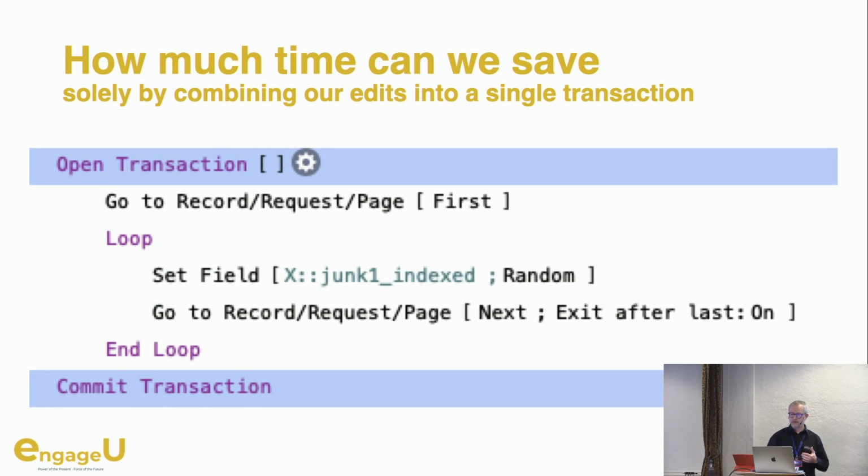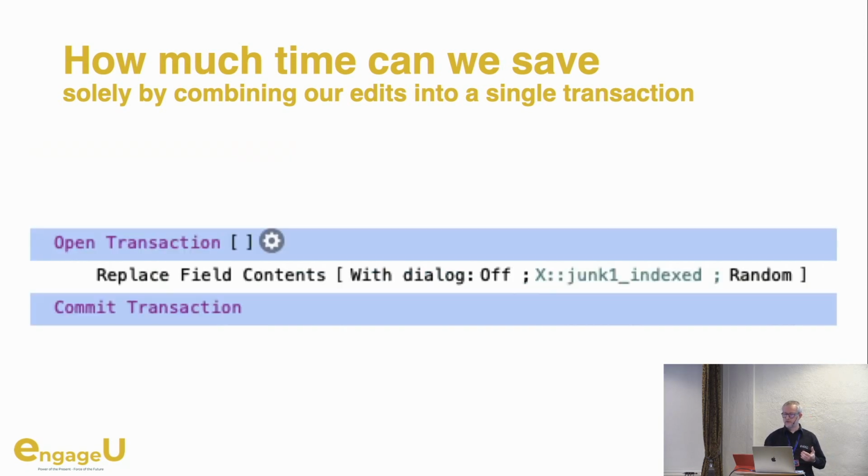And in this case, I expected that it should have an impact, because if I only send the data to the server once instead of sending it for every record, it should be faster because I'm not waiting for that network latency for every single record, right? But how does it impact the replace field contents, which is a single script step? Is there going to be an impact or not?